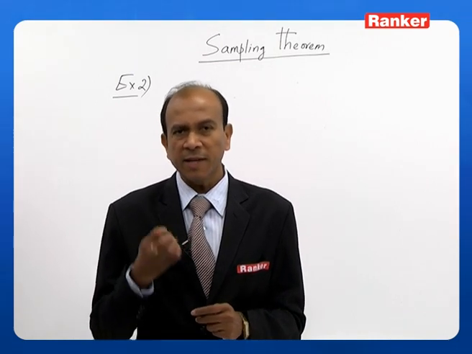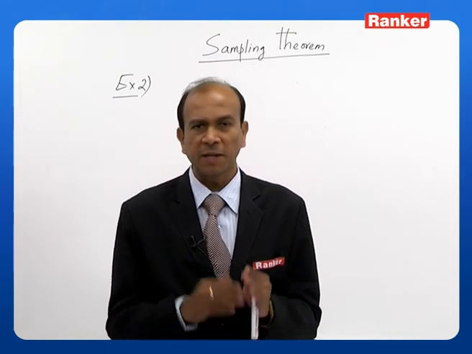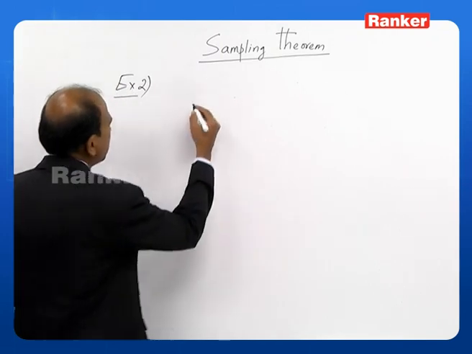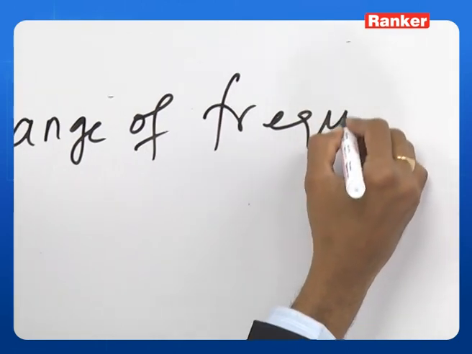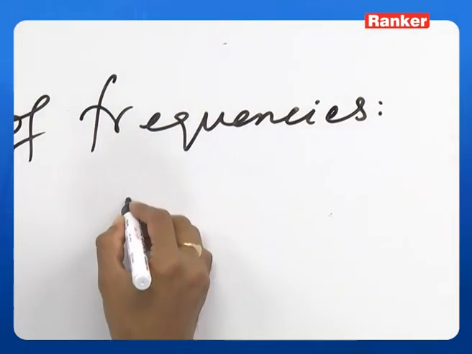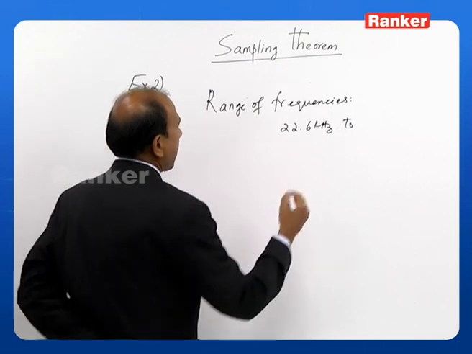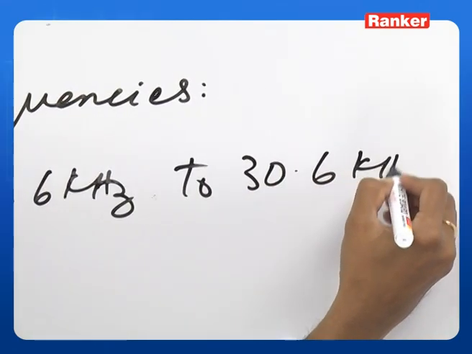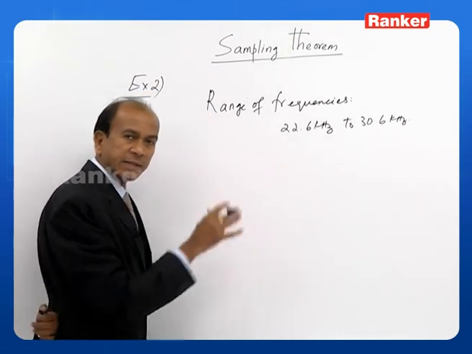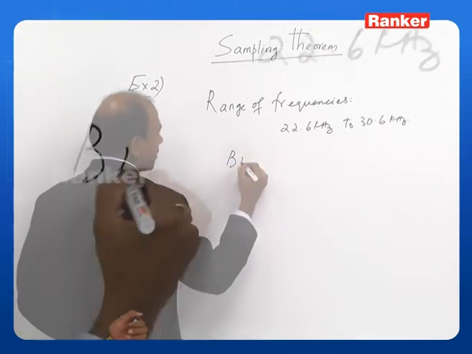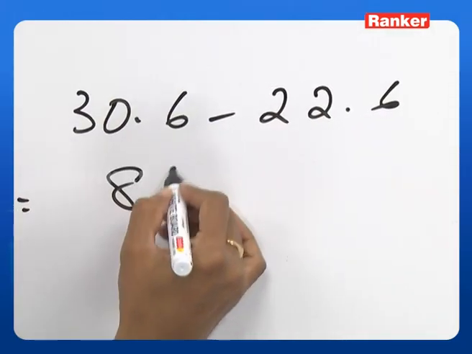Okay. So, what is given? Let us calculate the bandwidth of the given signal, which happens to be the maximum frequency of the given signal. What is the range of frequencies we have? The range of frequencies given is from 22.6 kilohertz to 30.6 kilohertz. Let us calculate the bandwidth of this. So, the bandwidth will be equal to 30.6 minus 22.6, that is 8 kilohertz.